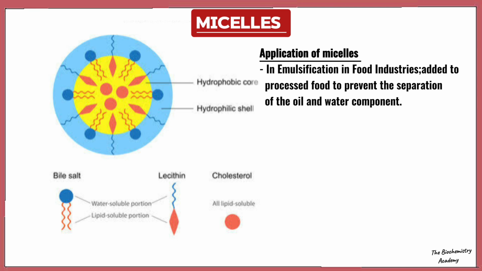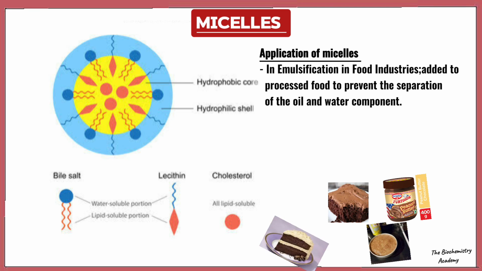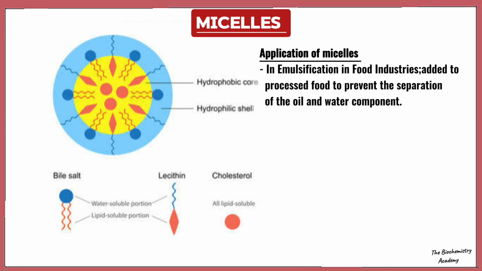Now, emulsifiers are added to processed foods like mayonnaise, ice cream, chocolate, peanut butter, margarine, and also baked foods. These are used to prevent the separation of the oil and the water components. Because of this, it gives the food a smooth texture and increases their shelf life.